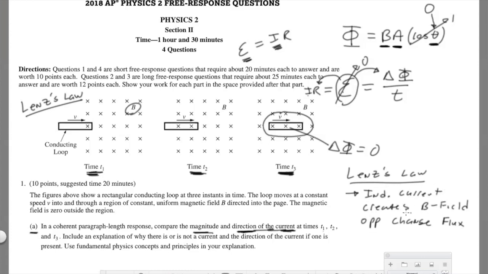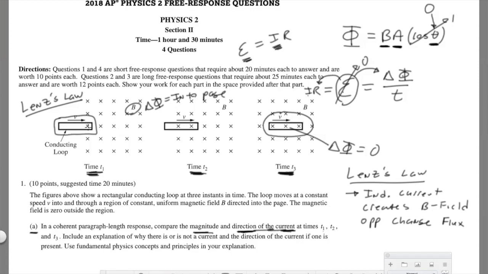And I want to be clear here. The magnetic field that the induced current is creating, it's not this magnetic field. It's a new magnetic field. All right, so first thing we've got to do is figure out which way the flux is changing. So if we look at this loop, we're figuring out which way the induced current is going to be. This loop enters the magnetic field. The flux is changing into the page. So the change of flux is going to be in to the page.